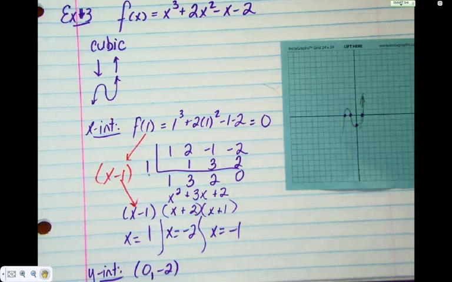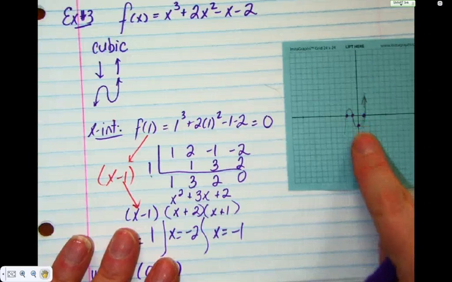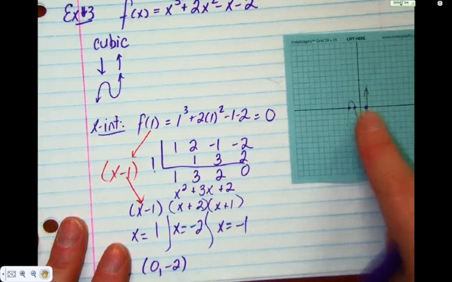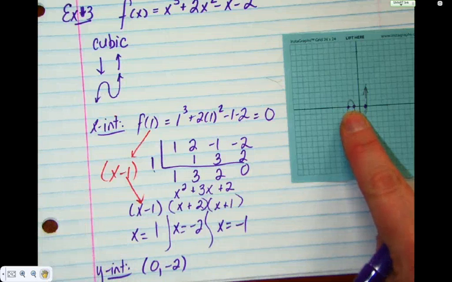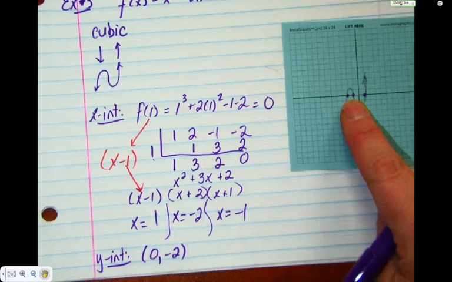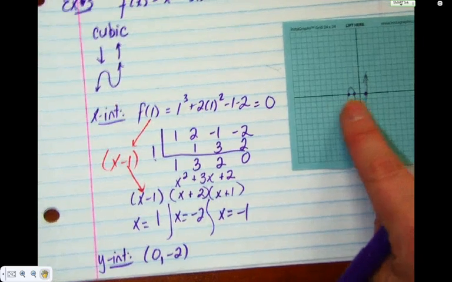What's the only thing we don't know? It's just the max. We know where the min is because it's told us it's the y-intercept, because that's right in between these 2 points. The only thing we don't know is the height of the max. So how do we find the height of the max? Test point. Okay, so what's between these 2 intercepts?